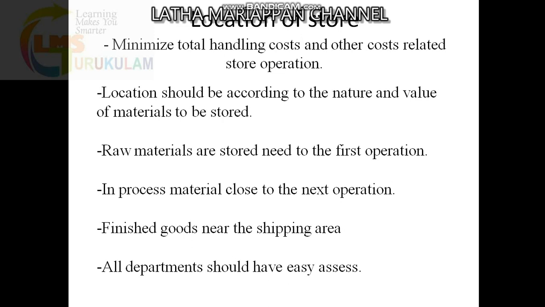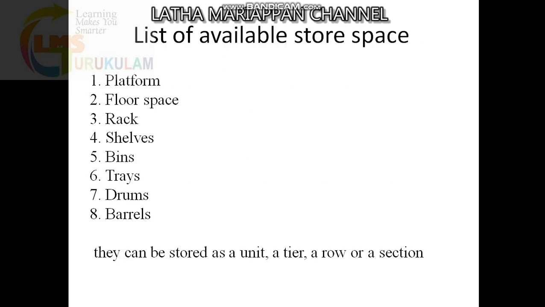So raw material should be nearby your production department, and in process material should be near the next operation, and then finished goods near the shipping area. So these are the list of available store space. So what are the store places there? Okay, platform will be there, floor space and racks, shelves, bins, trays, drums, barrels. So they can be stored as a unit, or it can be row wise or section wise or at a higher level.